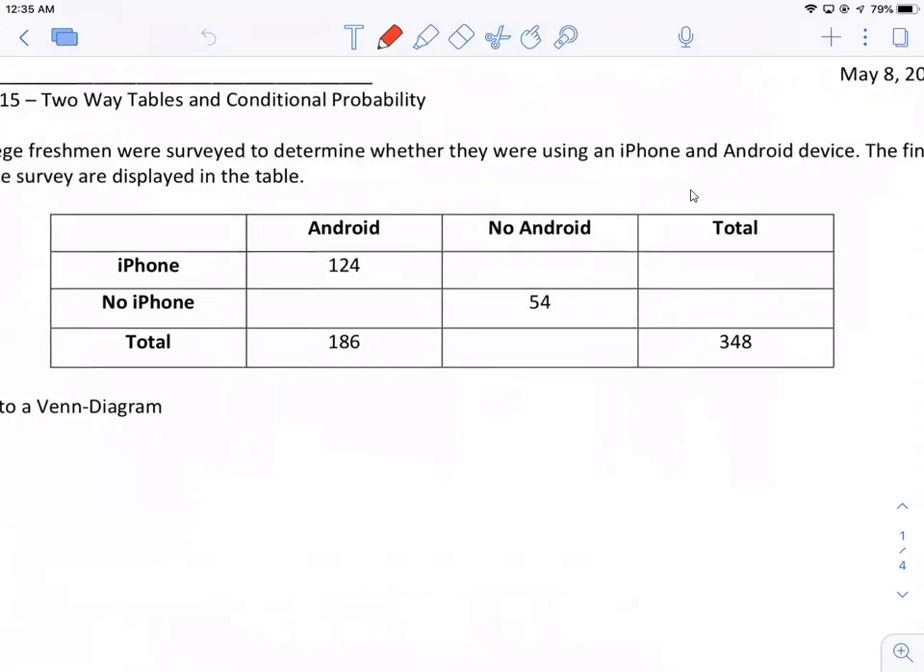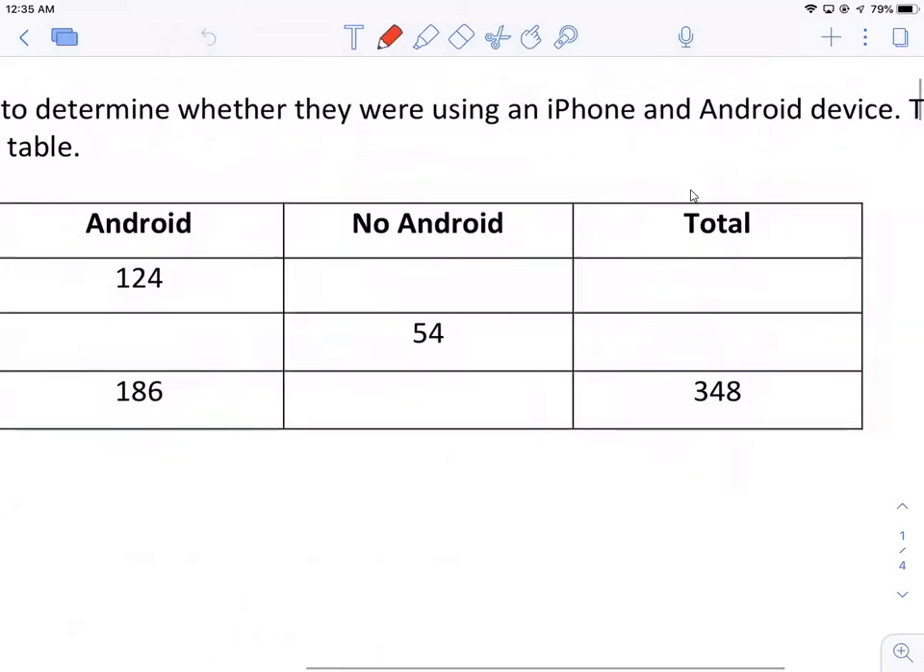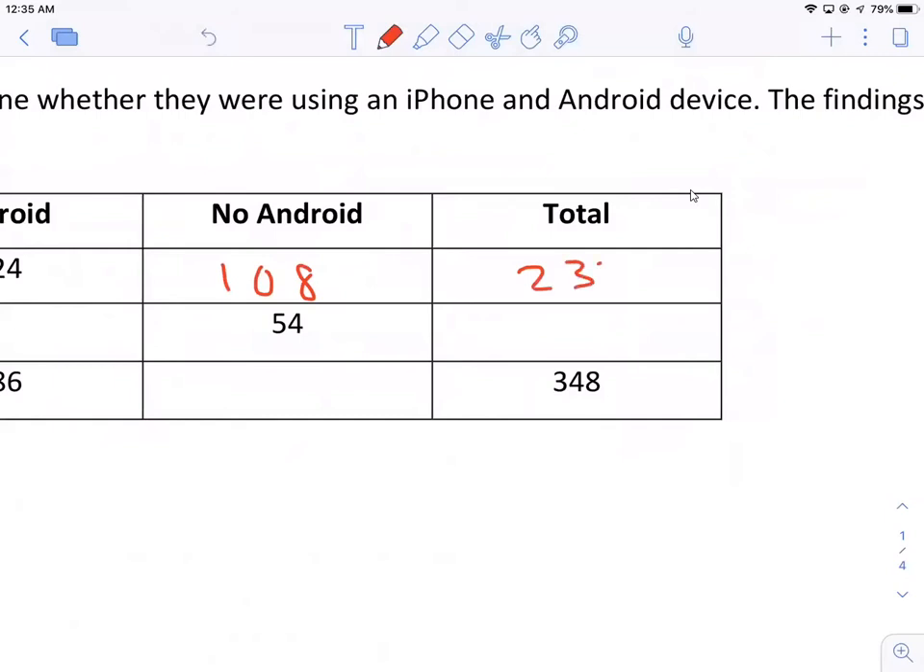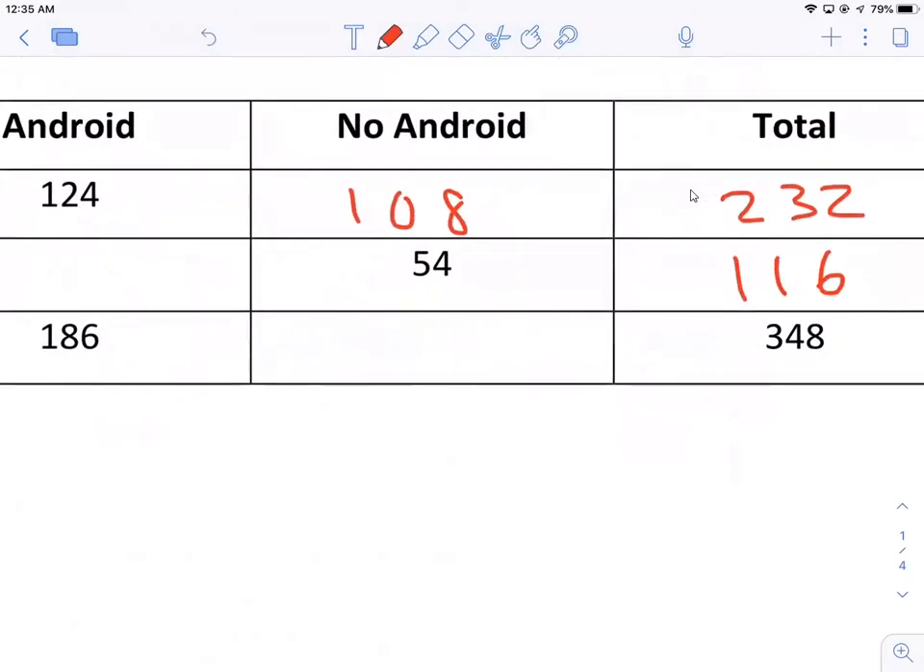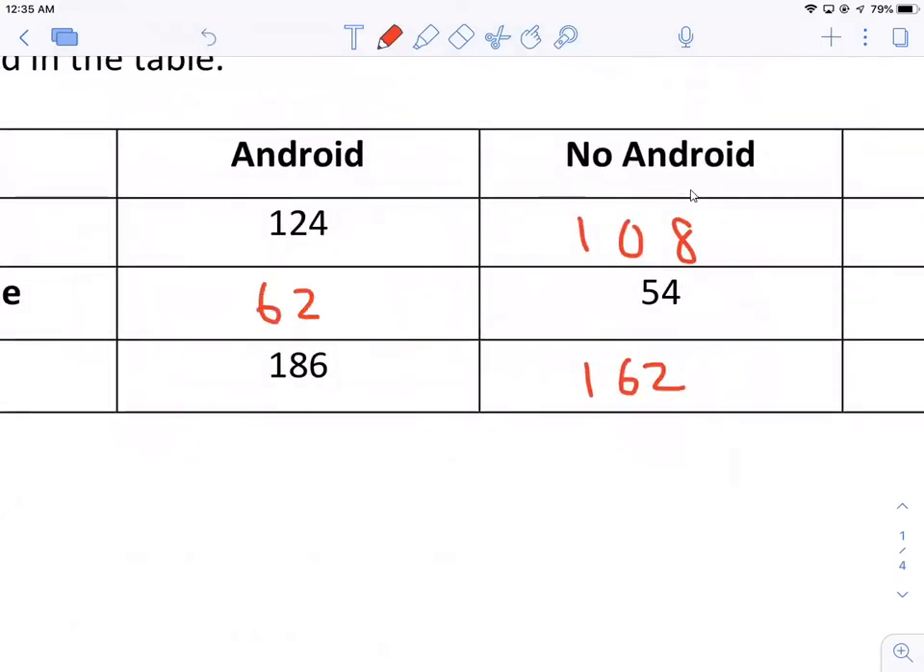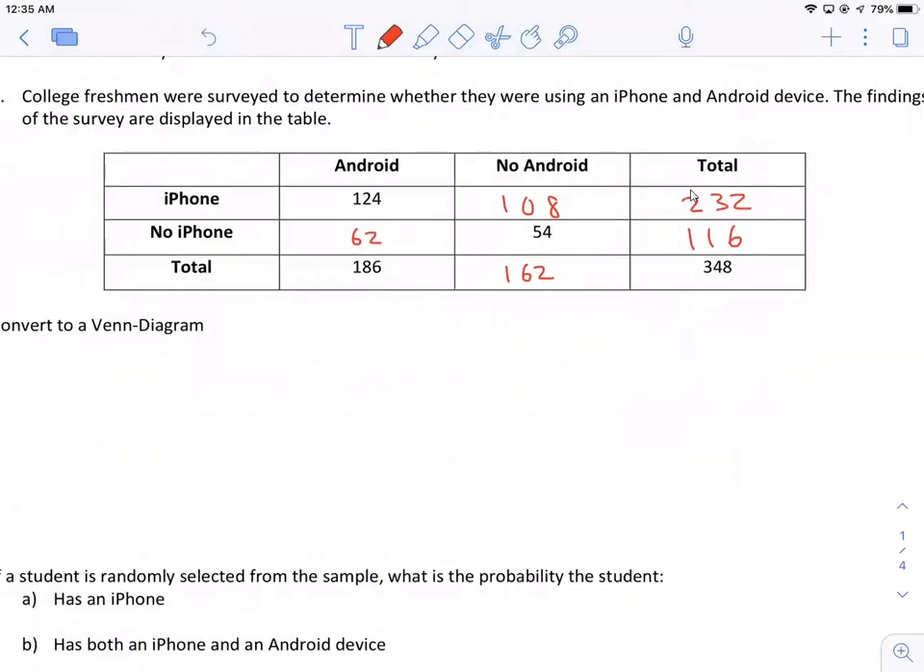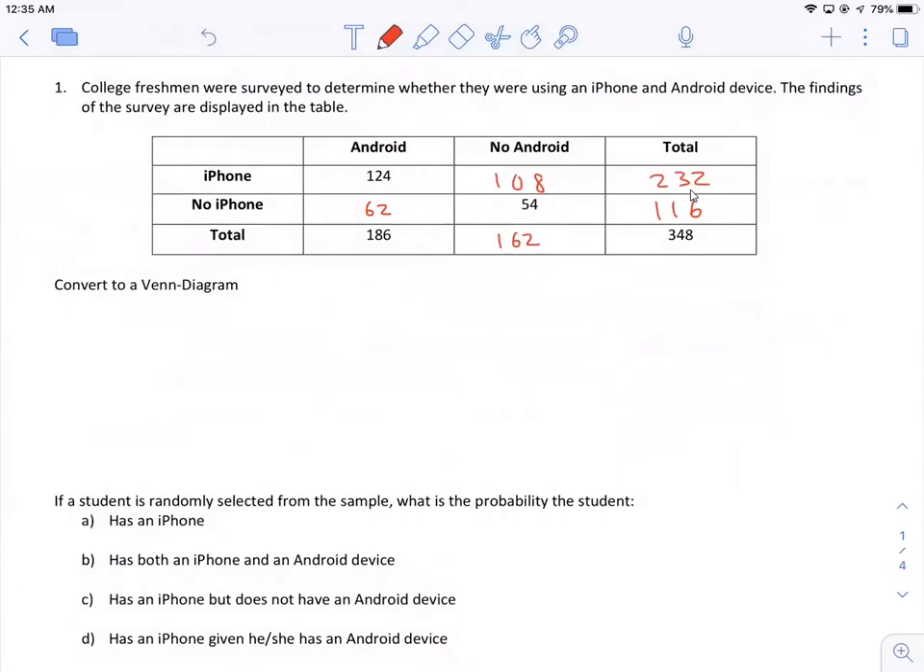All right. So filling in this table should be no problem, right? 108. That should be 232. This is going to be 116. 108 plus 54, 162, and that's going to be 62. So fill in the table, easy peasy. At least I hope so.